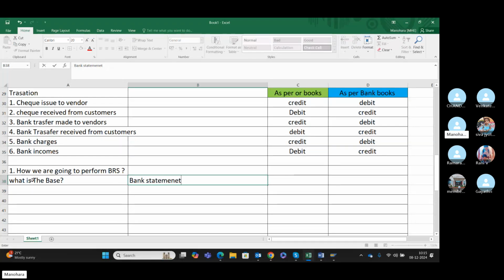So how are we getting the bank statement? How do we get the bank statement? Bank passbook. From online you will download it, right?